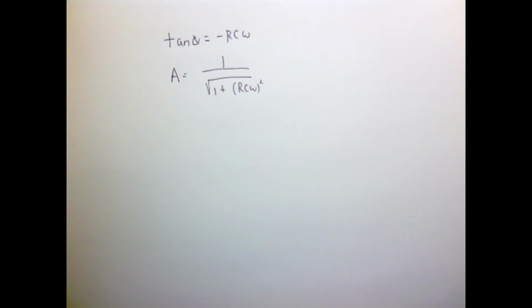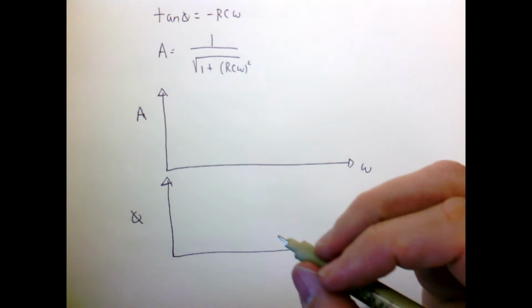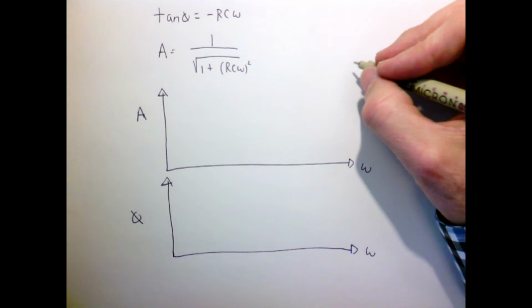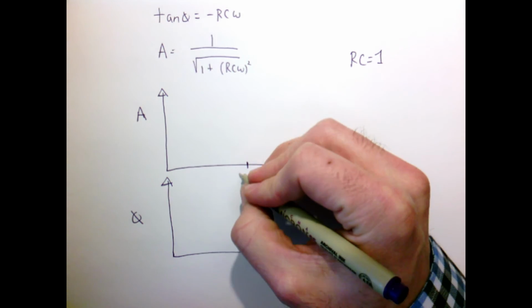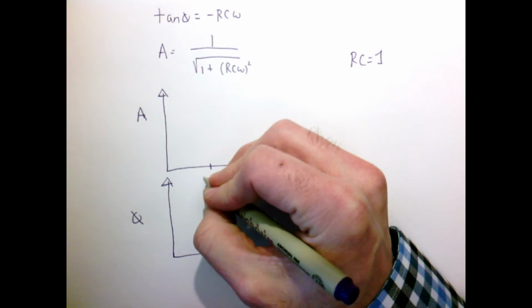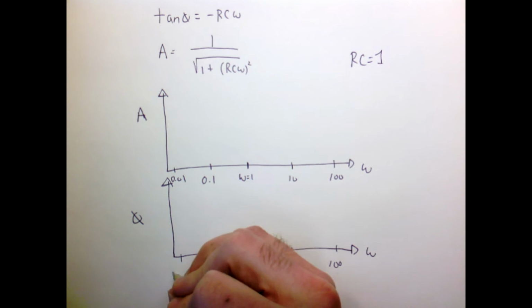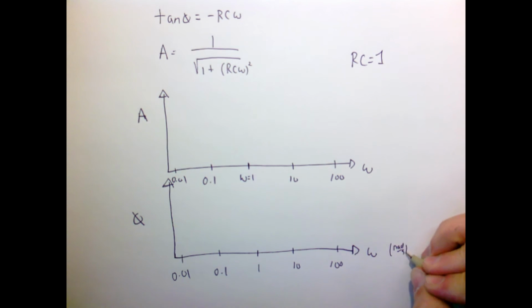So our two functions then are the following. And what we normally do is we put these on a plot. We'd normally stack them one on top of each other. And we'd plot this on a logarithmic scale. So let's just do the case where RC is equal to 1 second. When we plot a logarithmic scale on the frequency axis, we go up in powers of 10: 1, 10, 100, 0.1, 0.01. And again, this will be in radians per second.